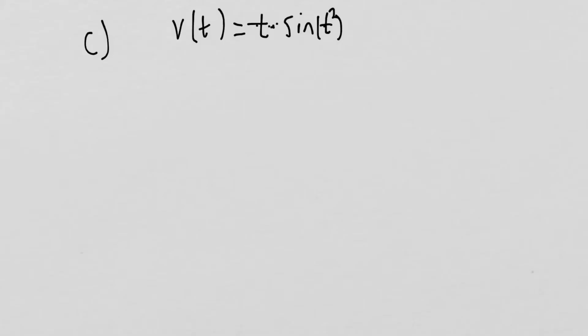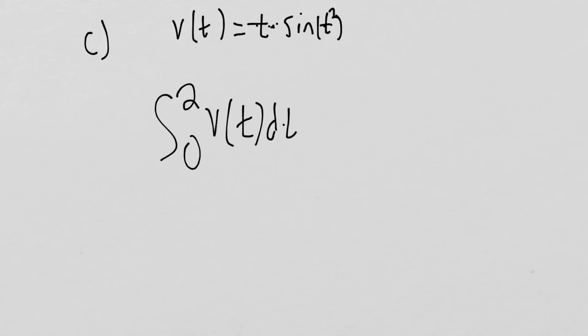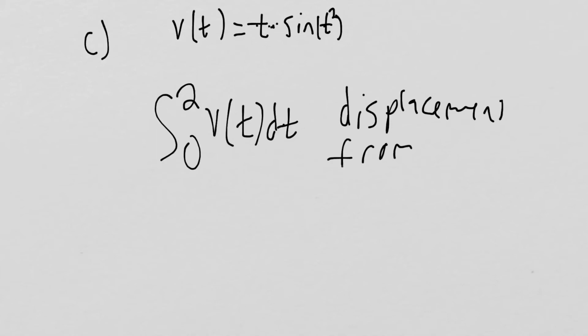Okay, so now we're going to go backwards. We're looking for the position of the particle. Knowing that at time 0 we have a position of 3, what is the position at 2? So if we take an integral from 0 to 2 of v of t dt, that's going to give us our displacement from t equals 0 to t equals 2.